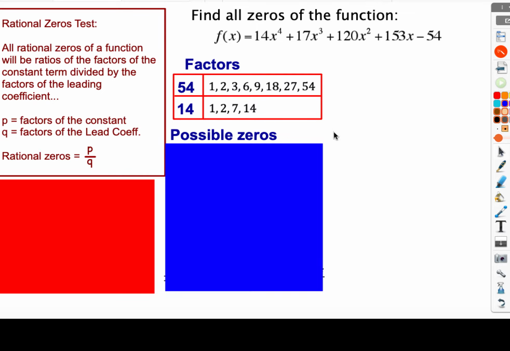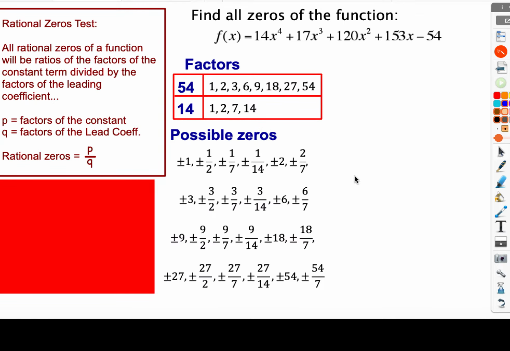And now comes the tricky part. Now we need to pair them up. I need to take all the factors of 54 and divide by all the factors of 14. So I went ahead and did that and wrote down all my possibilities. We've got 1 divided by 1, 2, 7, and 14. 2 divided by 1, 2, 7, and 14.